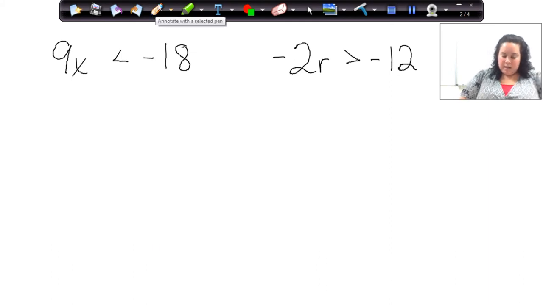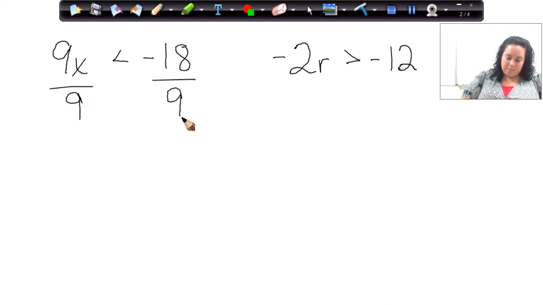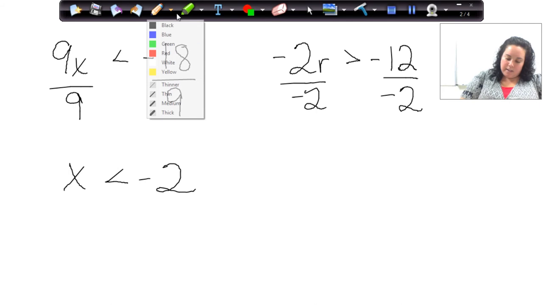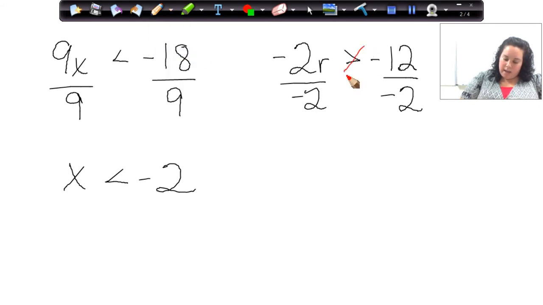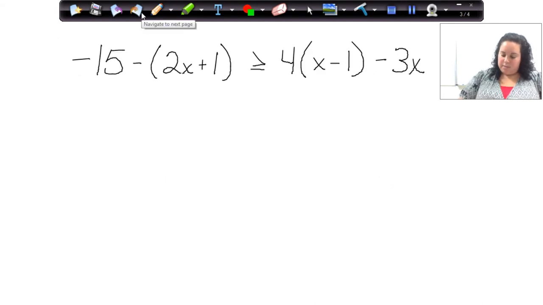So let us do this one the normal way. We will divide both sides by 9, and if we're dividing by a positive number, nothing changes. So we get this, no problem. Over here, we're going to divide both sides by -2. But as soon as you divide by a negative number, you can no longer have your inequality facing the way it was. You have to flip it around. And so then we get r is less than 6.